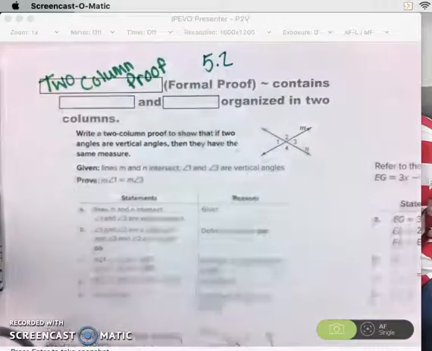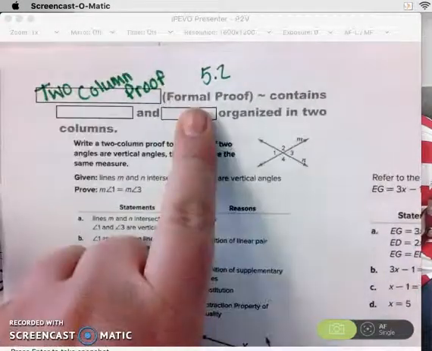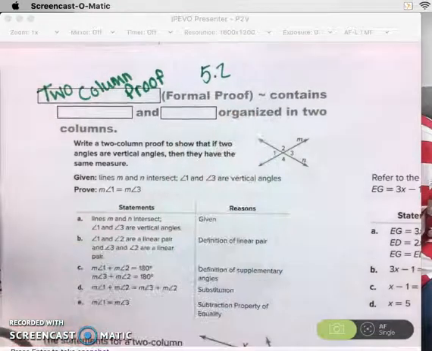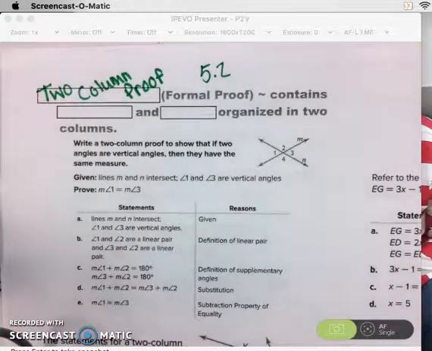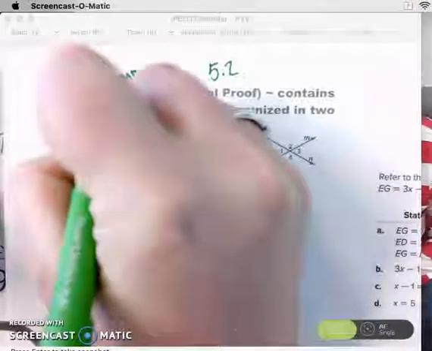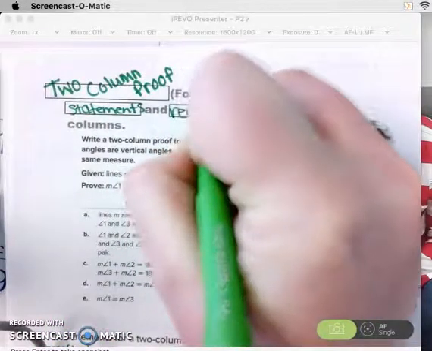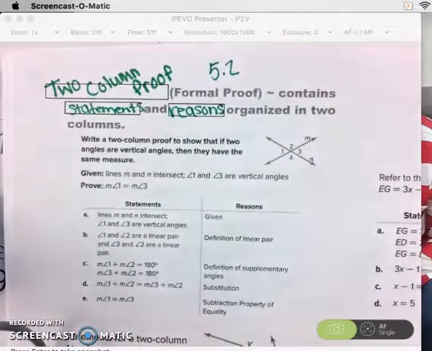5.2. We're going to start with geometric or 2-column proofs. A 2-column proof is a formal proof that contains statements and reasonings organized in 2 columns: statements and reasons.